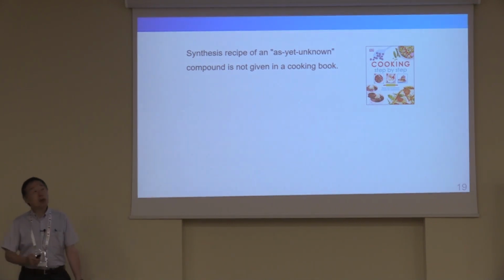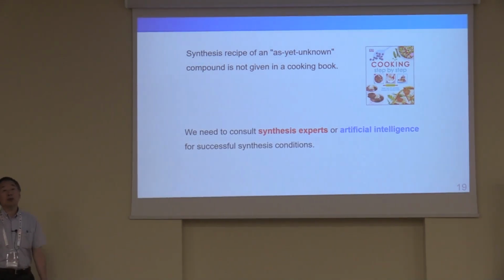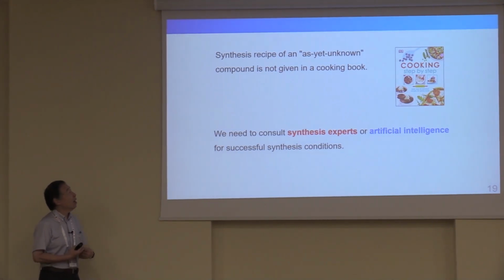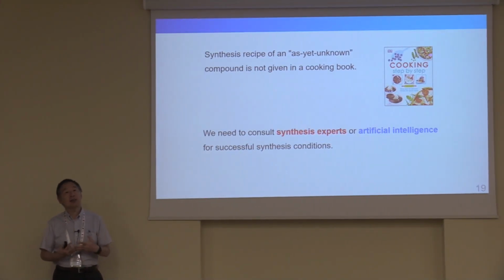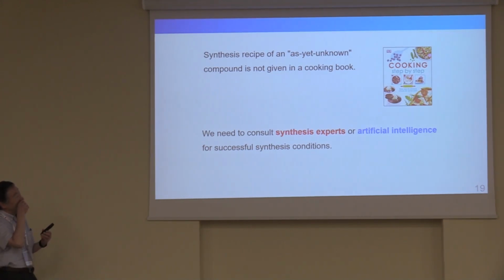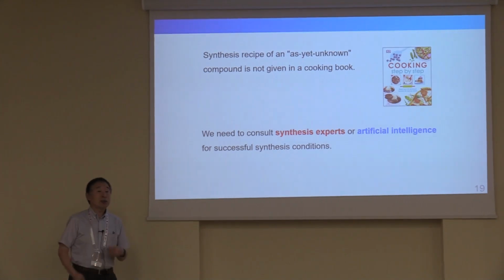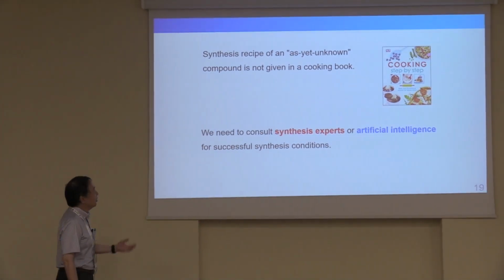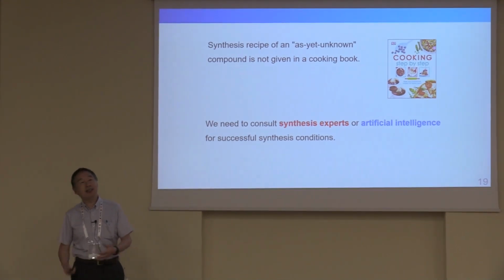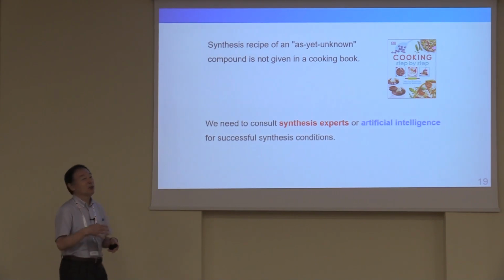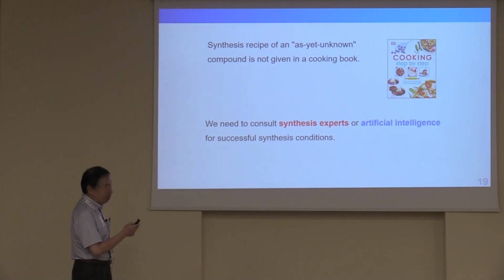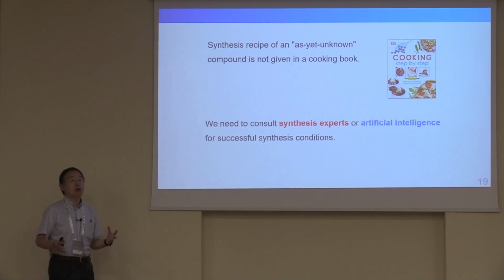So what we have to do is to ask the synthesis experts how they think we should synthesize the material. But even for synthesis experts, for an as yet unknown material, they cannot provide a clear answer. They may say, well, probably it needs high pressure, or high oxygen pressure, and so on. And the synthesis experts do not always have time to consult us. Instead, we try to use artificial intelligence, something like ChatGPT. If we can ask ChatGPT how to synthesize a material and it provides the correct answer, of course that's fine. But for that purpose, probably we need a good source of data.